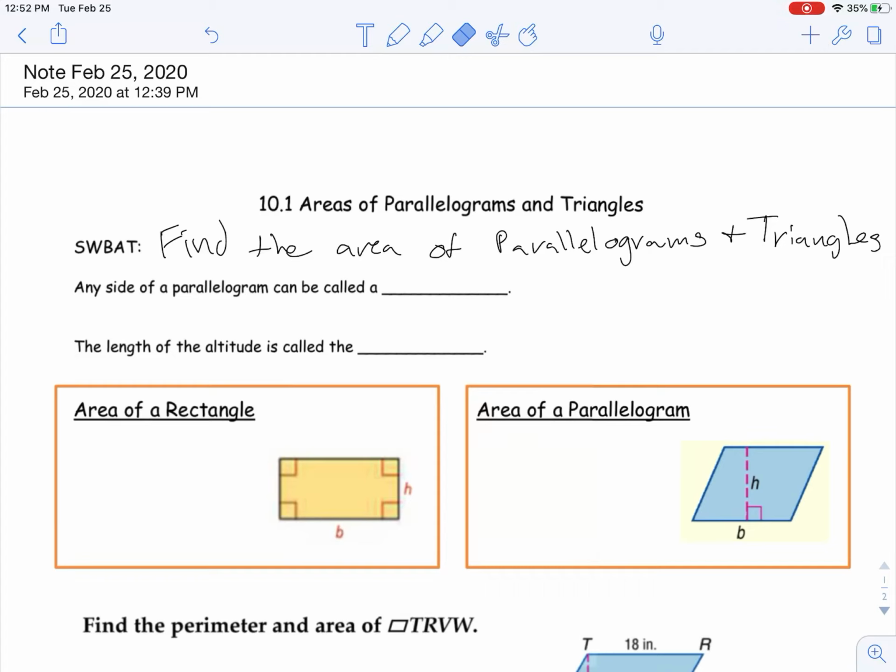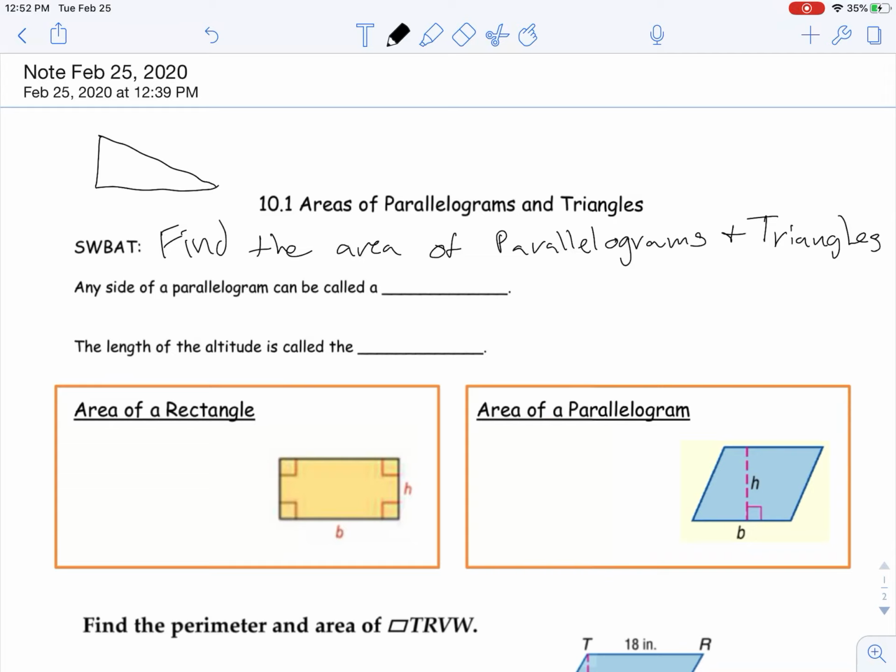10.1 today. Basically what this chapter's over is areas of shapes. This first lesson is over rectangles and parallelograms. I have a goal written on the board. You guys can go ahead and write that down. I'll give you some time. And as you're writing that goal down, we need to talk about something that's basically a review.